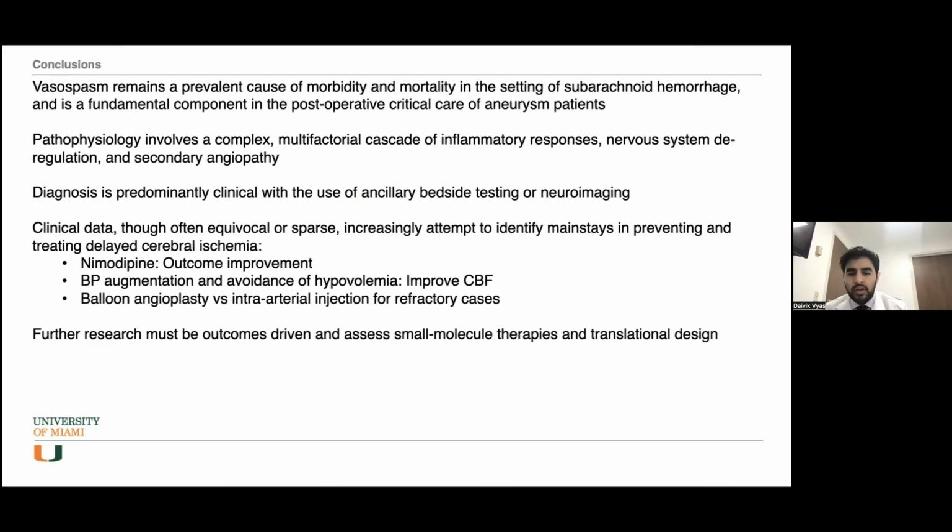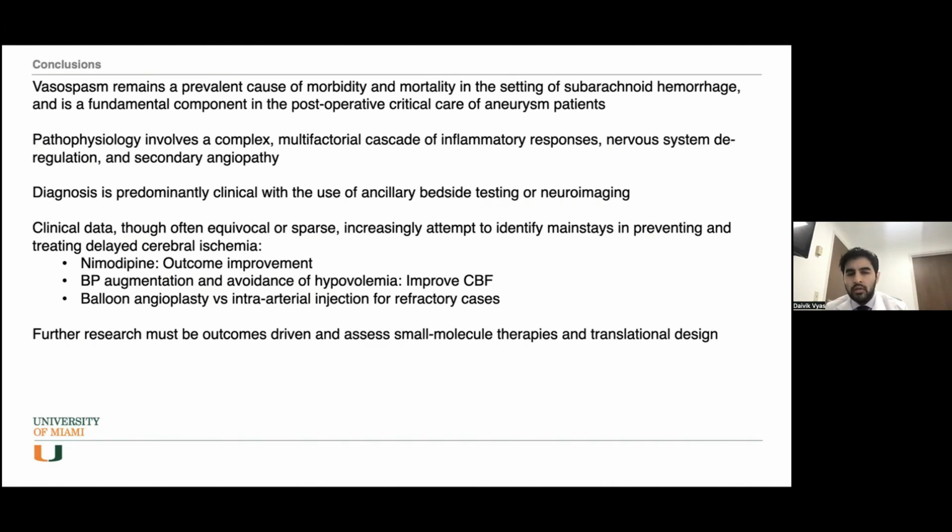The pathophysiology of this process is a complex, multifactorial cascade of inflammatory responses, nervous system deregulation, and a secondary microangiopathy from thromboembolism formation. The diagnosis remains predominantly clinical, but we can use ancillary bedside testing like TCDs or neuroimaging to know when a patient is actively in spasm.